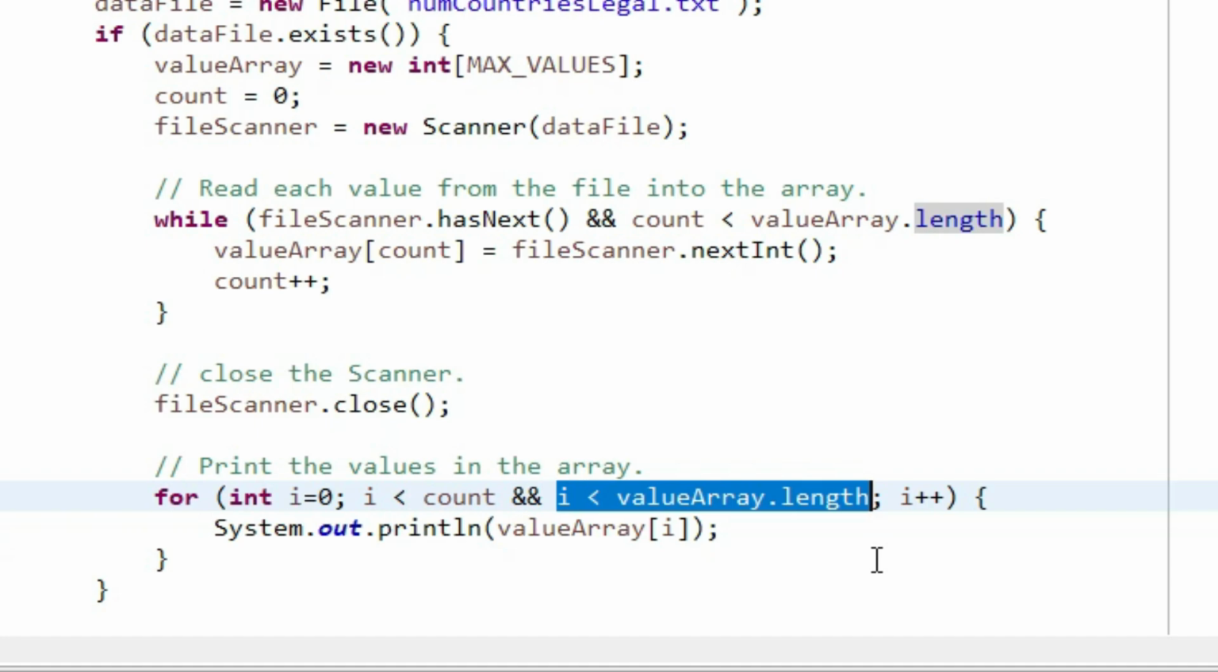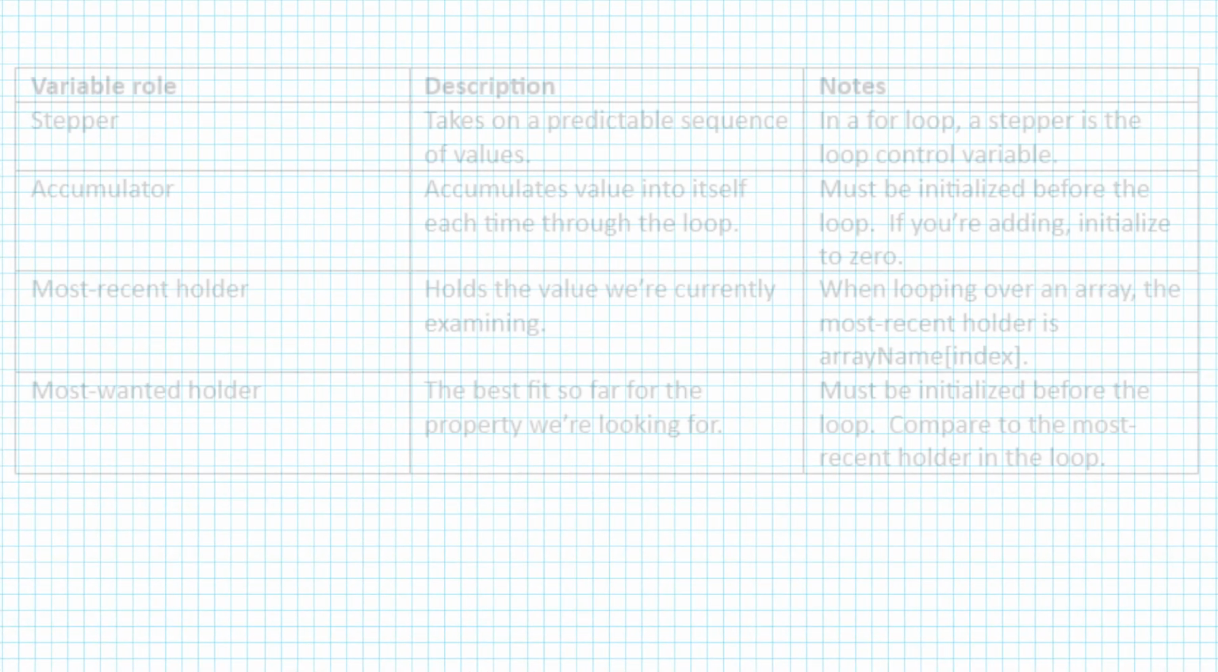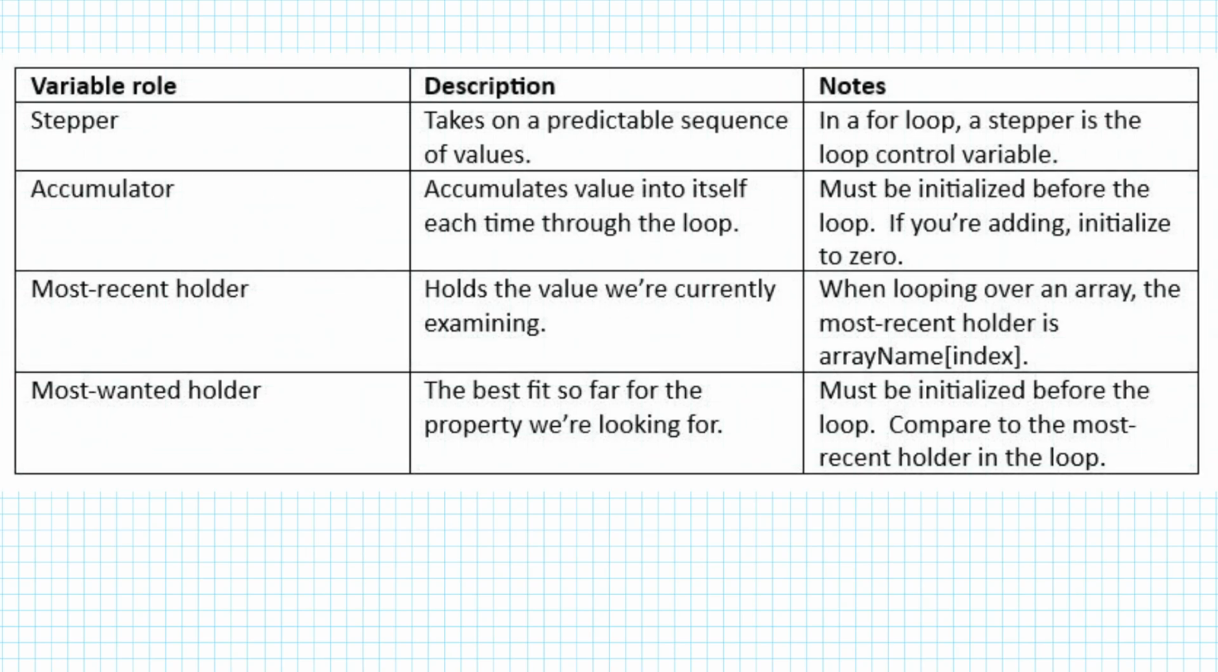Now let's do something more interesting with this data, just to review some of the algorithms and variable roles we learned in the looping lesson. This is a table of roles that variables might take on in a loop. It's a review from Lesson 4. Whether we are iterating over input entered at the keyboard, read from a file, or stored in an array, we'll still need to process each element one at a time.